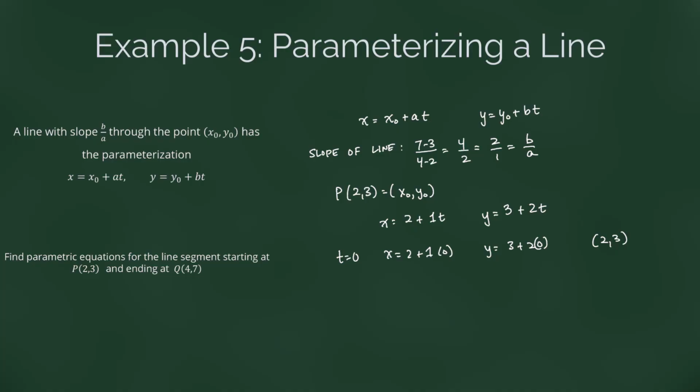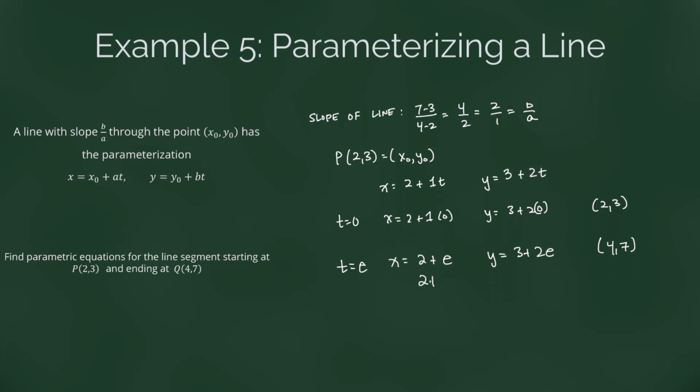Now, we don't know when t should end, but we know that when t is at some value, we'll call it e for ending time, then x is 2 plus e, and y is 3 plus 2e, but we also know that we want to end at the point 4, 7. So in other words, we need 2 plus e to equal 4, and we need 3 plus 2e to equal 7. Well, the first equation gives us e equals 2. And if we check that here, 3 plus 2 times 2 does in fact equal 7. So we know that our ending time has to be 2.